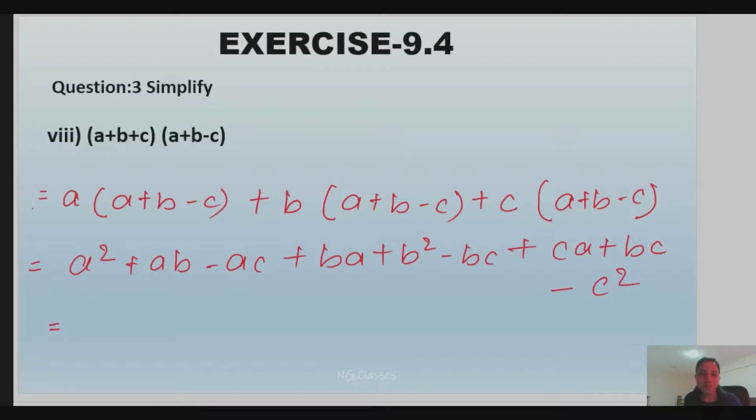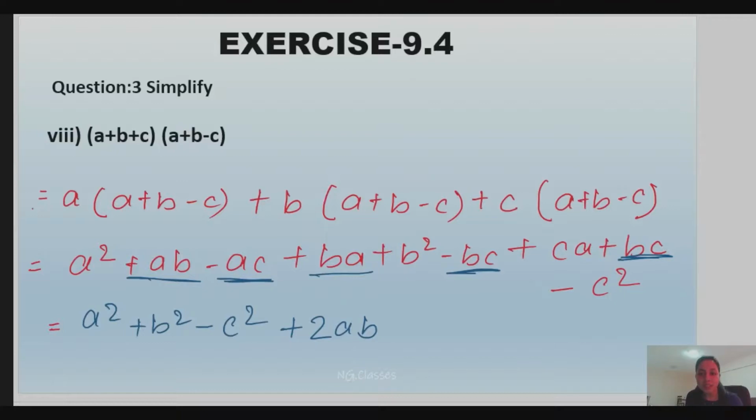So at first, the terms which don't have any like terms: a square plus b square minus c square. After that, here we are having ab, here we are having ba or ab. So we can write plus twice ab. Then here we are having bc and here we are having bc. So negative bc and positive bc will cancel each other. After that, here we are having ac and here we are having ac. So negative ac and positive ac will cancel each other. So our answer is a square plus b square minus c square plus twice ab.